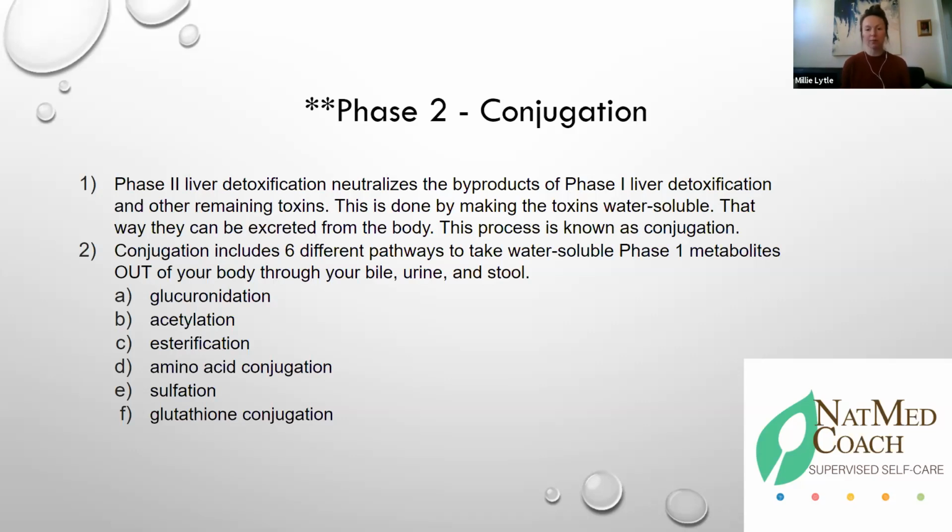And there's actually 6 different pathways that comprise phase 2. And you can kind of tell what's happening based on the name of them. So glucuronidation is a breaking down of sugar. Acetylation, esterification, amino acid conjugation. And conjugation means transition, repackaging, changing, and sulfation, and then glutathione conjugation. Glutathione is also important at phase 2, highly important and needed in order for phase 2 to happen.